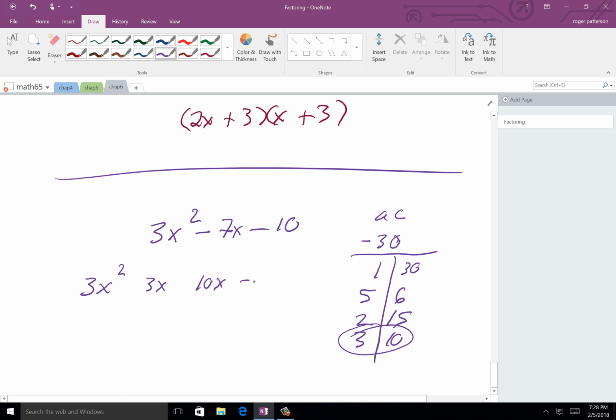Then I'm going to put this down. Okay? I didn't even put any signs there because I have to think about this. I have to think about these a little bit. Now I know that I got a negative there. So I know that chances are one is going to be positive, one is going to be negative.